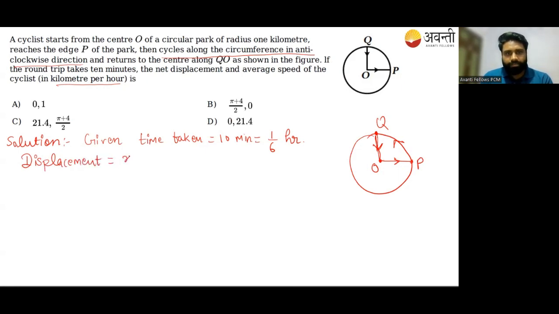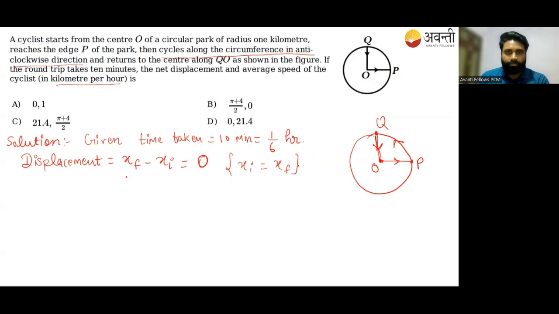Displacement is nothing but final position minus initial position. Now, from where has the cyclist started its motion? From point O. And where does it finish? At point O. So the final position and initial position are the same, so the net displacement is 0 here. Here you can write that x initial is equal to x final.